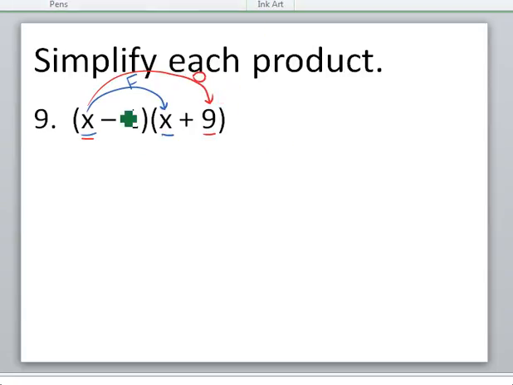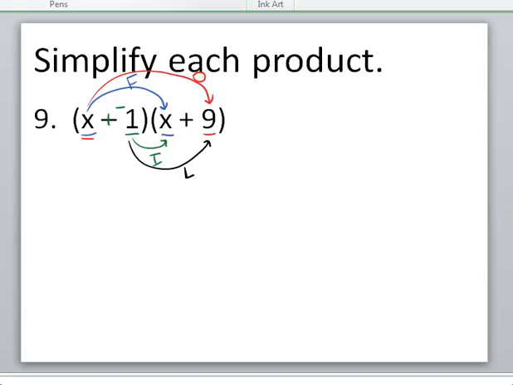But really what you're doing, and the logic behind this, is you're really distributing this x to both of the terms in the second set of parentheses. Then you're taking the second term, which happens to be a -1, and you're distributing it to both terms in the parentheses. These are your inside terms. And finally, you take your -1 times the 9, which would be your last terms. So there's the first, outer, inner, last.